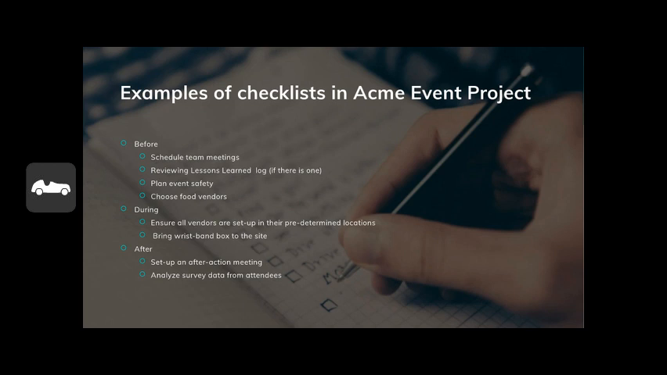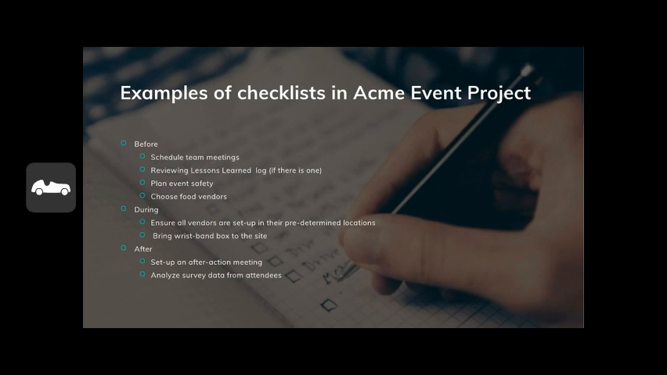Then, have a checklist for during, like the day of. Are all of the vendors set up where they're supposed to be? Okay, check, we have that done. Okay, did somebody bring all the wristbands? Did somebody need to go get those yet? Check off the list. Then a separate one for after the event happened. Set up our after action meeting, what worked well, what didn't. Okay, check that box, we did that. Now, we want to also set up another meeting to analyze the survey results that we collected from the day of. So things like that, I think, would be very helpful.